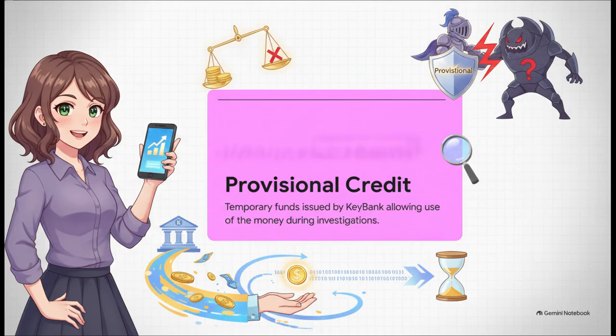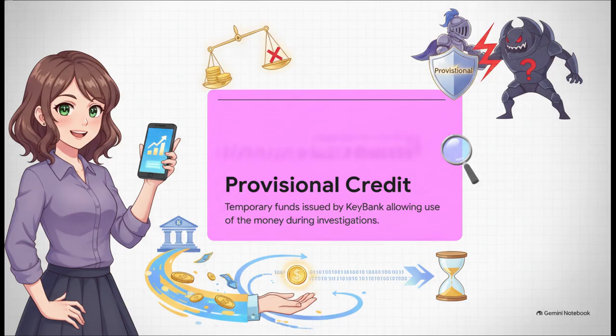Now, you might be thinking, what am I supposed to do for 90 days without my money? Well, if their internal investigation extends beyond that initial 10-day window, KeyBank will issue you a provisional credit. This means you aren't left stranded. Your account balance goes back to normal while the bank fights it out with the merchant behind the scenes. It's a fantastic consumer protection.